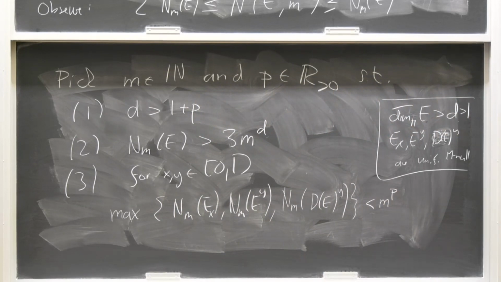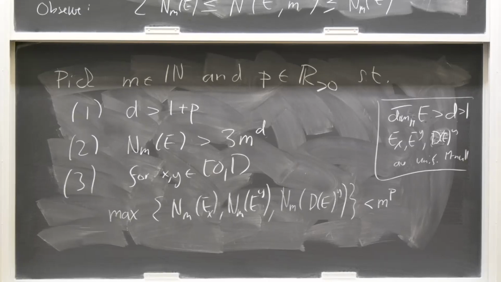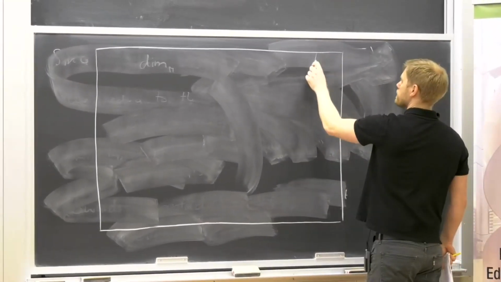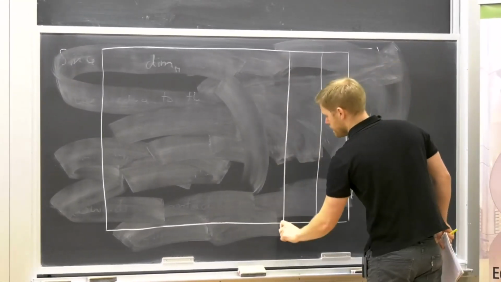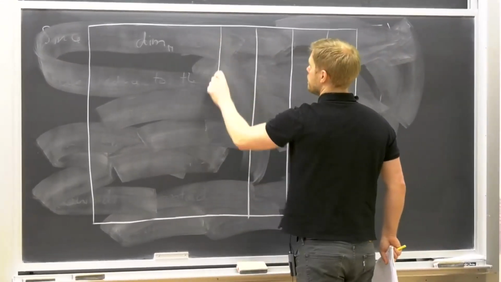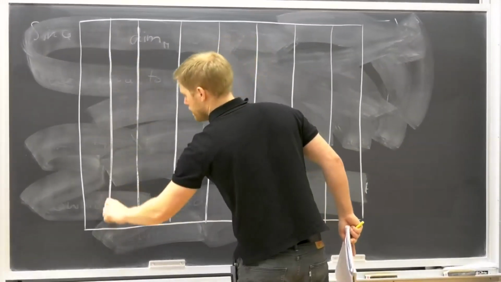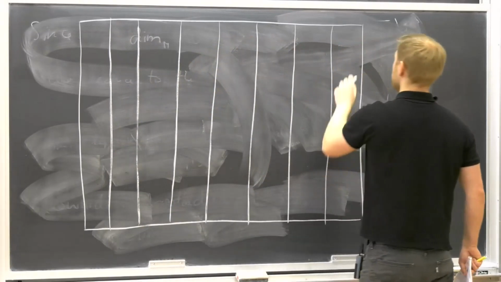Okay, so now I'm ready to finally draw the picture. I have it. So this is supposed to be 0, 1 squared. Now I have to be really careful in drawing these boxes. So 1, 2, 3, 4, 5, 6, 7, 8.